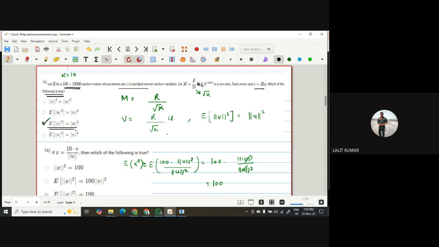M is equal to R by root K. You can find here that expectation of V square is equal to U square when you are using the normal random variables. This is the basic core of JL lemma.